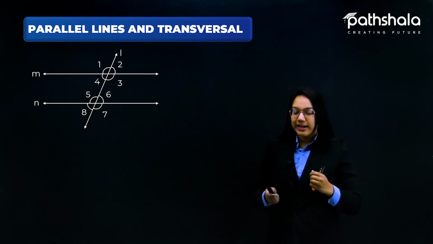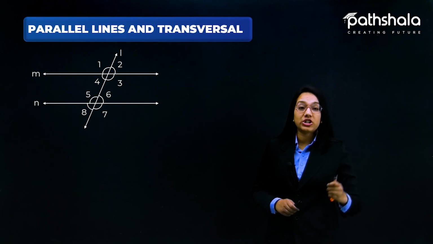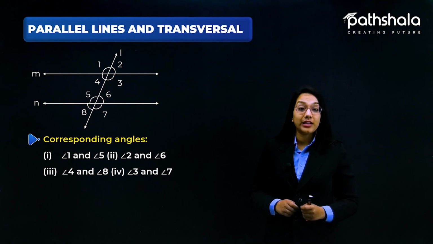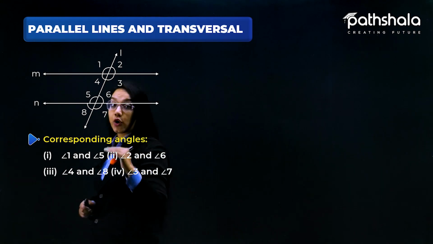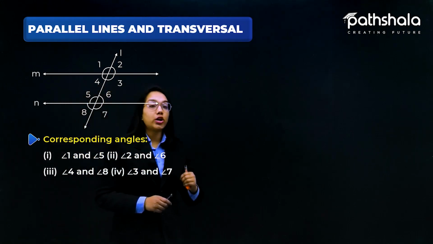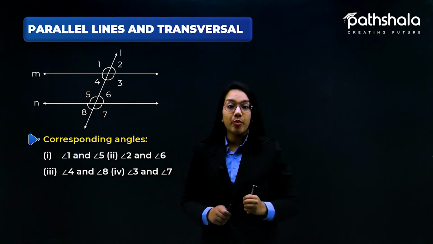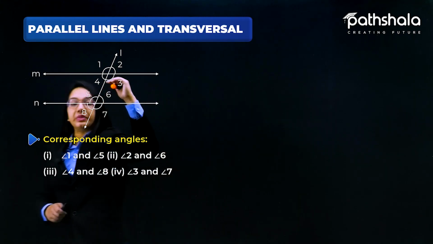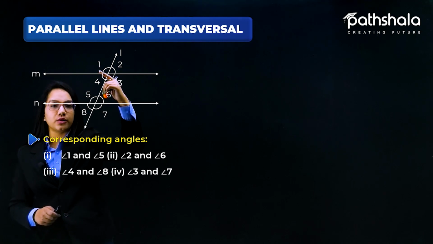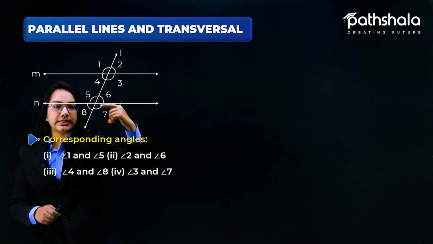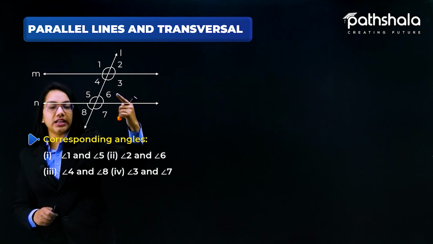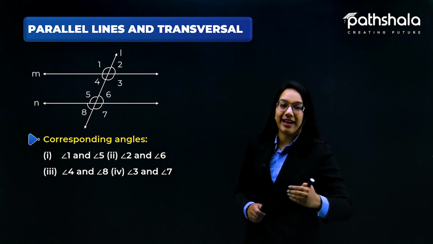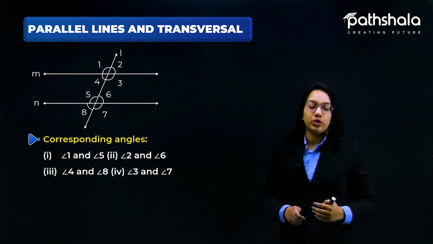So what are those? Let us take the very first type we are already aware of, which is called the corresponding angles. What are the corresponding angles? We know that the corresponding angles are angle 1 and angle 5, angle 2 and angle 6, angle 4 and angle 8, angle 3 and angle 7. They are called the corresponding angles that lie between these two parallel lines and a transversal.